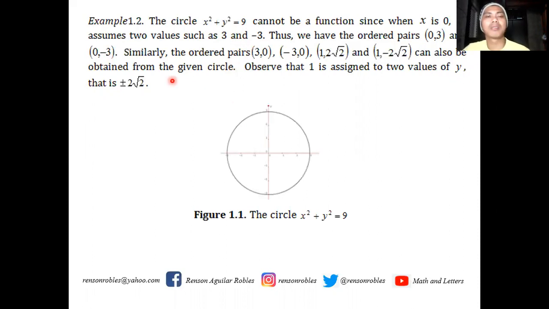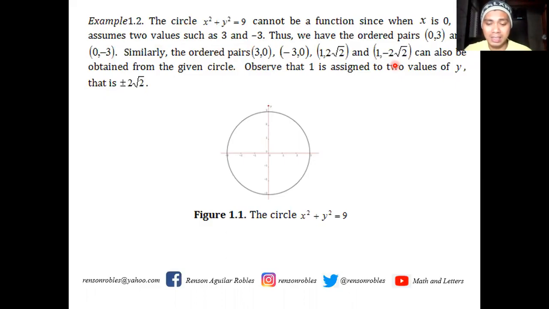We set rules for the variables x and y. Similarly, the ordered pairs (3, 0), (-3, 0), (1, 2 square root of 2), and (1, -2 square root of 2) can also be obtained from the given circle. And how do we identify whether a relation is a function or not?